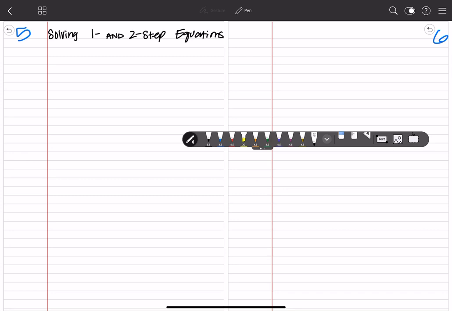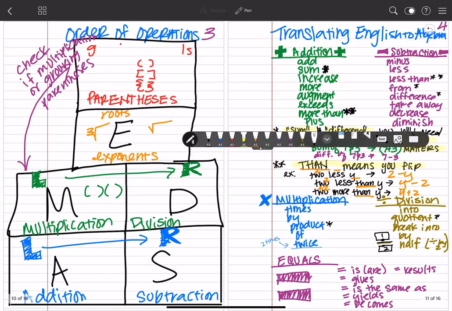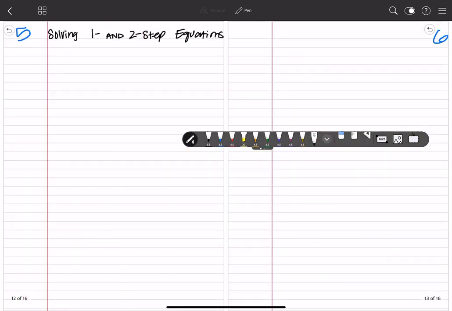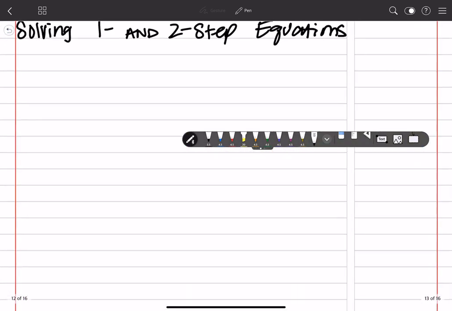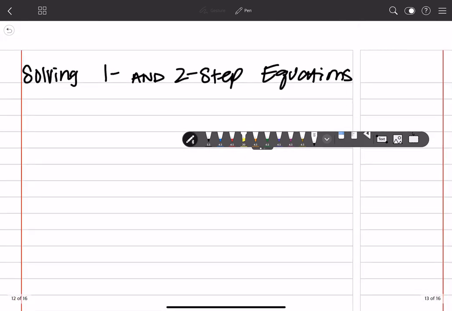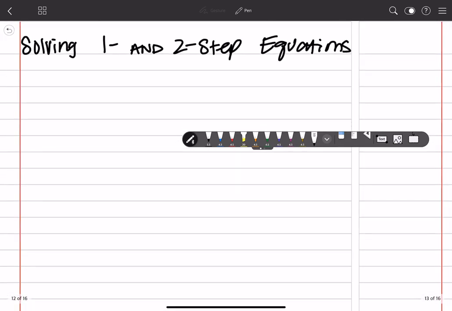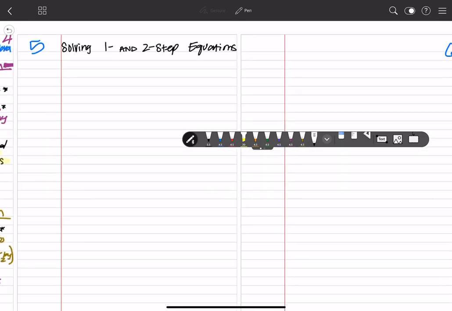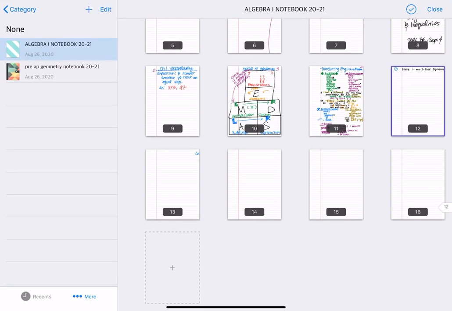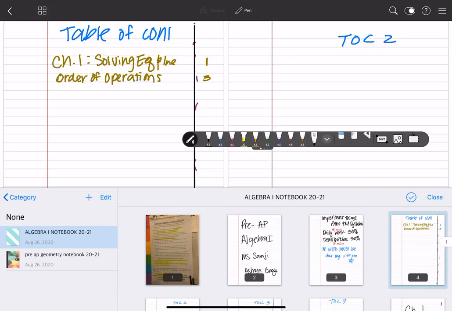So let's get started. I am on page 5, so we have translating right before, and now we've got solving one and two step equations. Those of you wondering, wait, Miss Samji, what about the table of contents? You haven't gone over that again since the last time we talked about it.